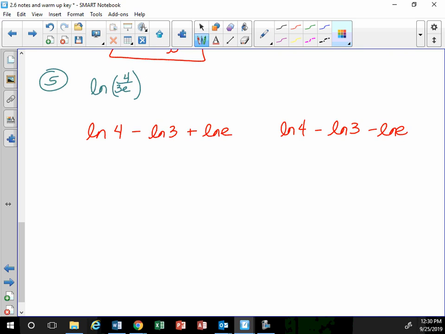Which one's right? How many vote for the first one? How many vote for the second one? Okay, the second one's actually right, guys. All right, let's look at y. Sean was too scared to vote. It's okay.